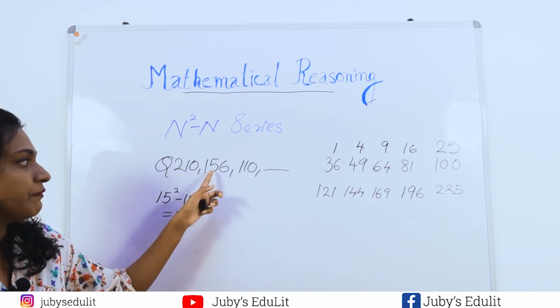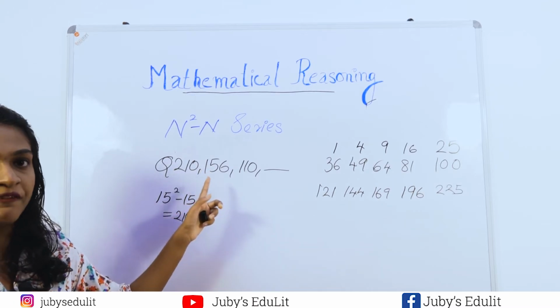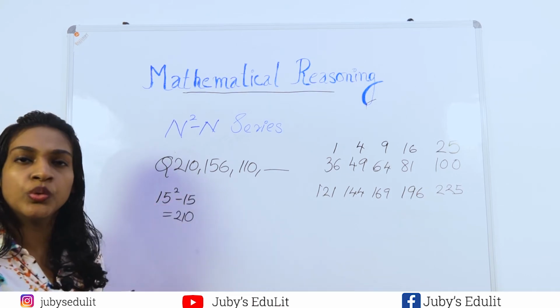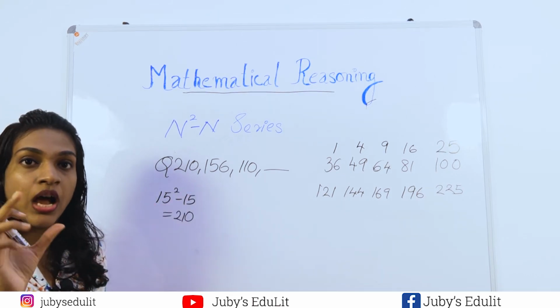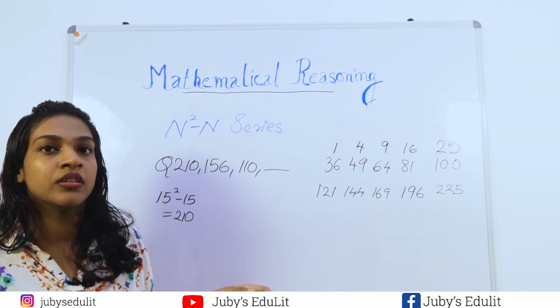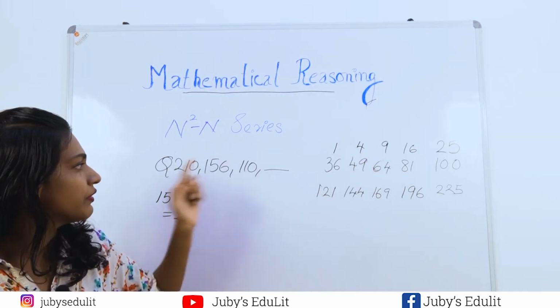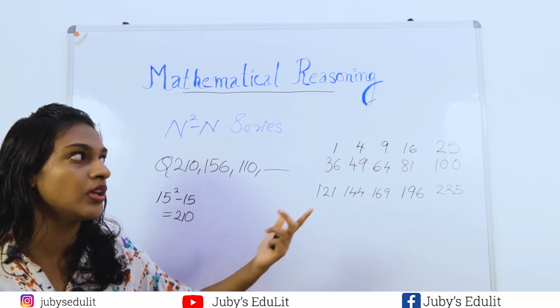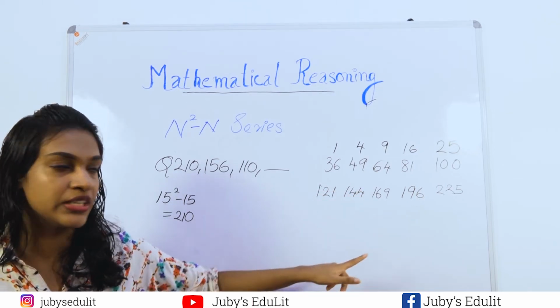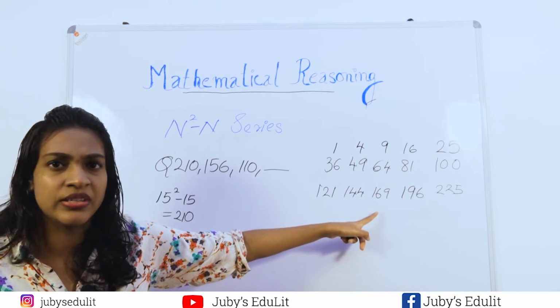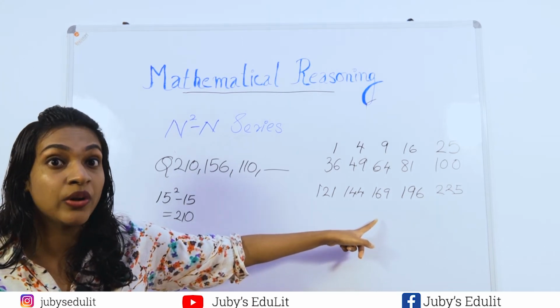Now let's see the next number, which is 156. So now let's see the square series here, and 156. Which number is closer to 156 in this series? It's 169. So what is 169? It is a square of 13.